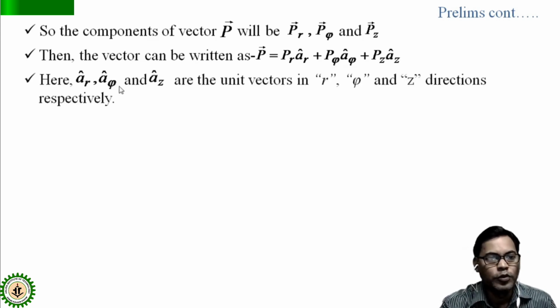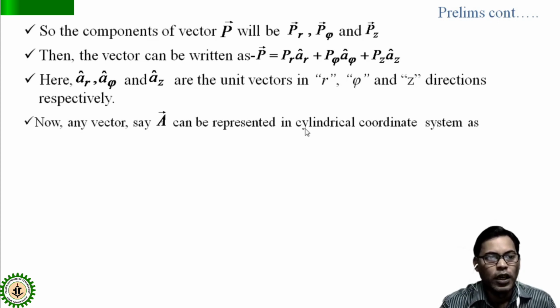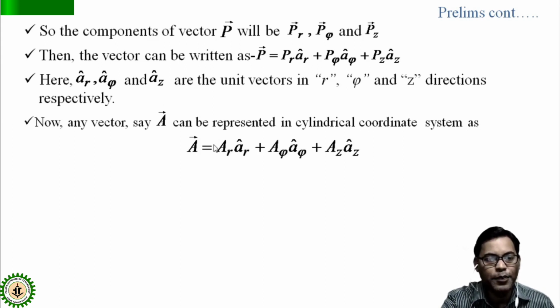Now, as I said earlier, a_r, a_phi, a_z are the unit vectors in r, phi and z directions respectively. So now say any vector A can be represented in the cylindrical coordinate system, just like we have seen the representation of any position vector in the Cartesian coordinate system. Here also we can define a position vector in this coordinate system easily. Say this vector A can be represented by this equation.